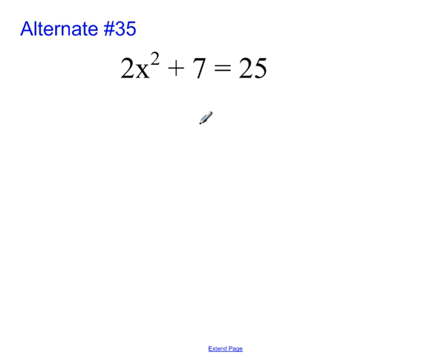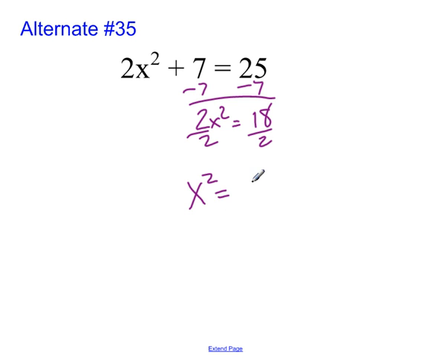It kind of looks like this, which honestly is easier than what we just did, in my opinion. But we've got to do our solving first. We need to get it to where it says x squared equals the rest of the stuff. So just like if this was a plain x and this 2 wasn't here, we would subtract 7 on both sides, and we get 2x squared equals 18. And then we would divide that by 2 and get x squared equals 9.